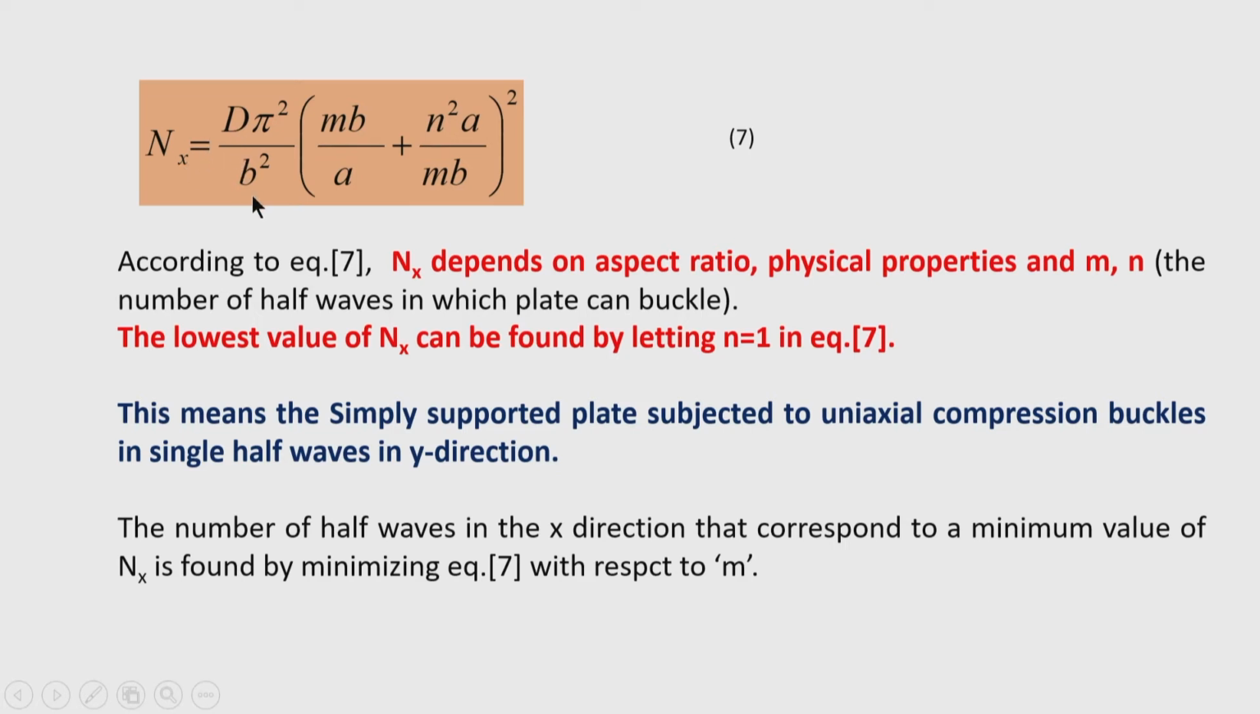square. You can see here the critical load of the plate depends on the width of the plate. If it is compressed in the lengthwise direction, there is no dependency on the length. This is the difference between the buckling of a plate and a column, because we have seen that in a column, the Euler's buckling formula, the critical load depends on the length of the column, but here it is not, it is depending on the width of the plate. Okay.